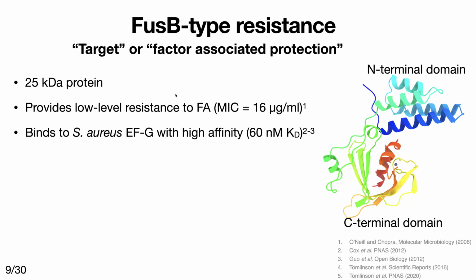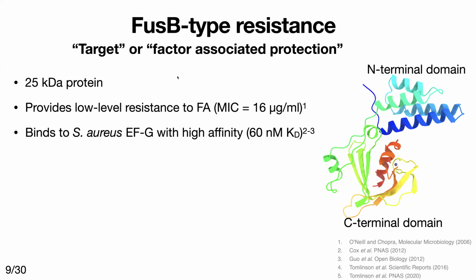FusB is a small protein, and when it's expressed in these cells, they become resistant to fusidic acid with a minimum inhibitory concentration of 60 micrograms per milliliter, compared to 0.128 for the wild type. And we call this low-level resistance because when we compare it with the other more common type of resistance, which is called FusA, these provide a lower level of resistance. But as I said, FusB is much more common.